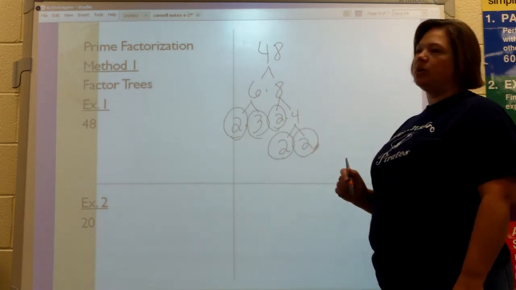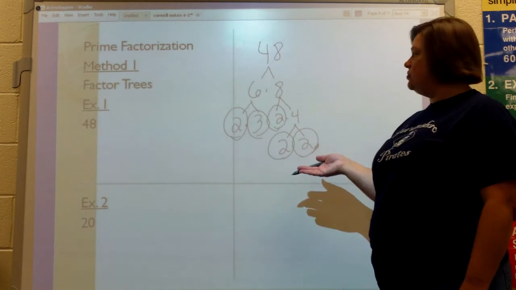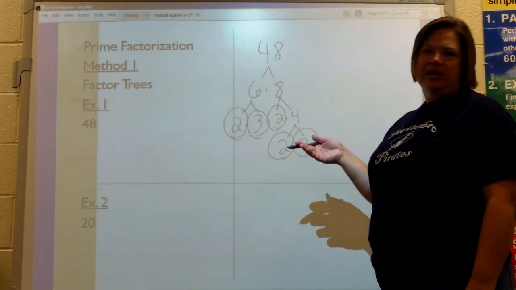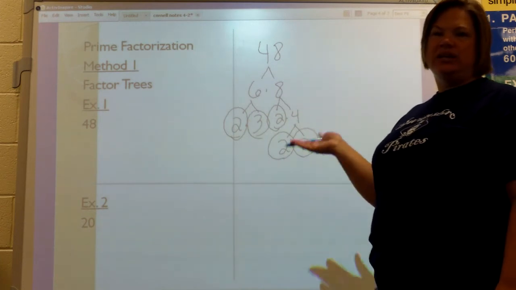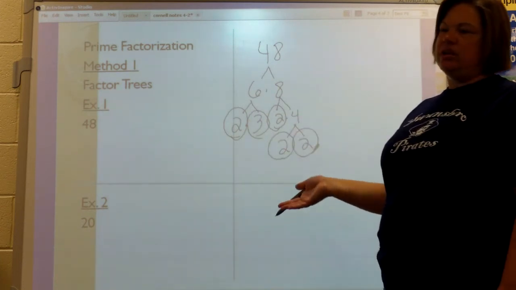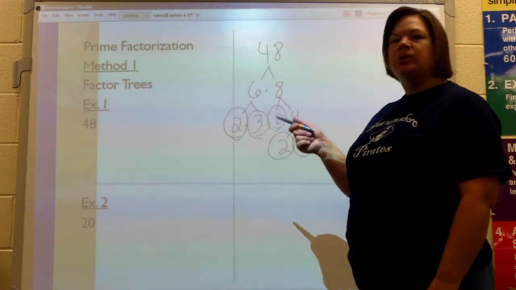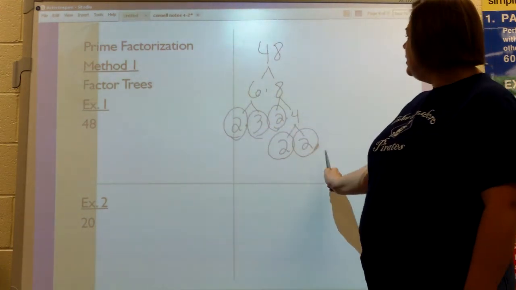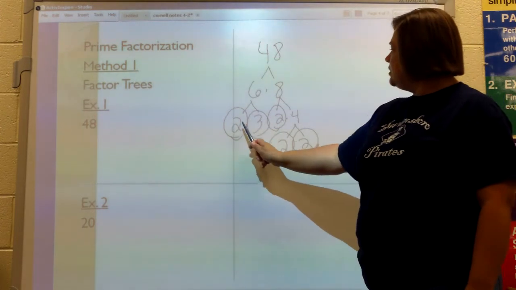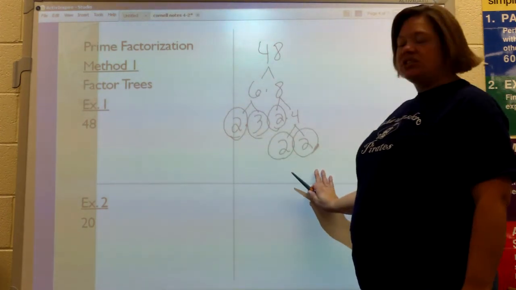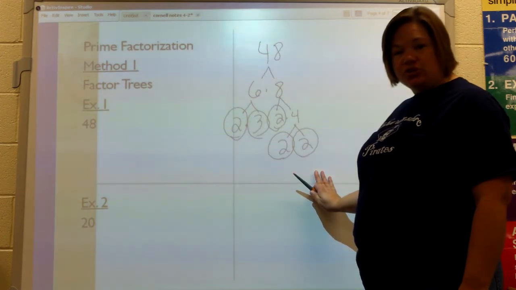2's prime, 2's prime. Now you don't want to ever use in prime factorization something like 1 times something because you're not going to get anywhere on your tree. You're just going to keep breaking down to the same numbers over and over again and you're never going to stop. So let's not use 1 times something on a factor tree. So all of my numbers 2, 3, 2, 2, and 2 are my prime numbers. All of my branches have ended, so I know I'm done with my factor tree.